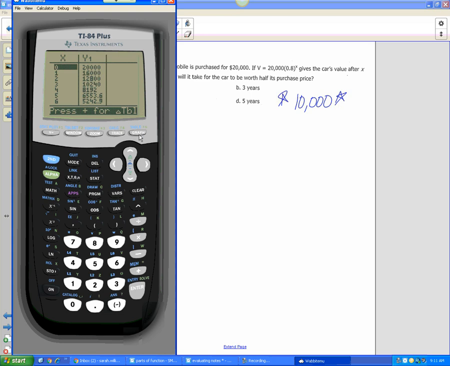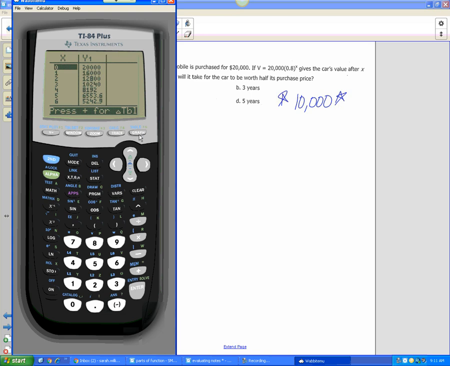I want you to understand what's happening here. When they first bought the car, how much was it? 20,000. After 1 year, the car is worth 16,000. Cars go down in value because of the wear and tear on them. So 16,000. After 2 years, now it's only worth 12,800. So that's what that means.